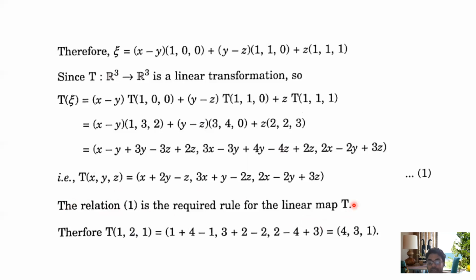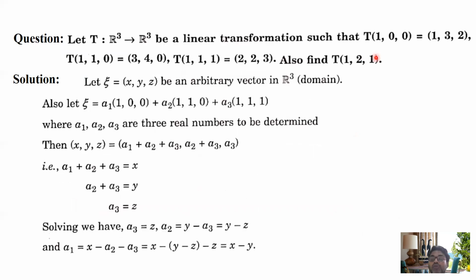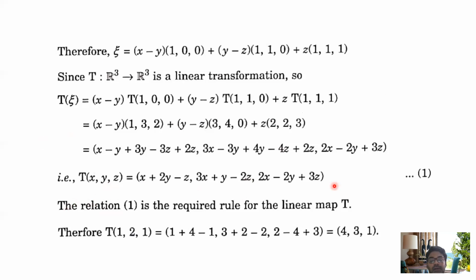So what is the next part? You want to find T(1,2,1). Now you know T(x,y,z). Substitute x equals 1, y equals 2, and z equals 1. Substituting: 1 plus 2 into 2 minus 1, comma, 3 into 1 plus 2 minus 2 into 1, comma, 2 into 1 minus 2 into 2 plus 3 into 1. After simplification: 1 plus 4 minus 1, 3 plus 2 minus 2, 2 minus 4 plus 3. So ultimately you have (4,3,1). This type of question you can expect in your question paper.